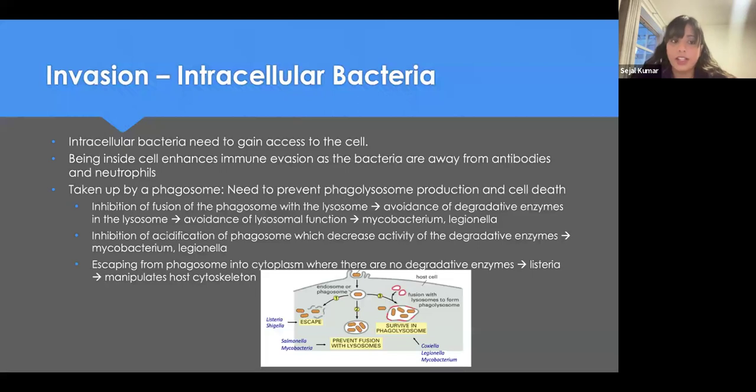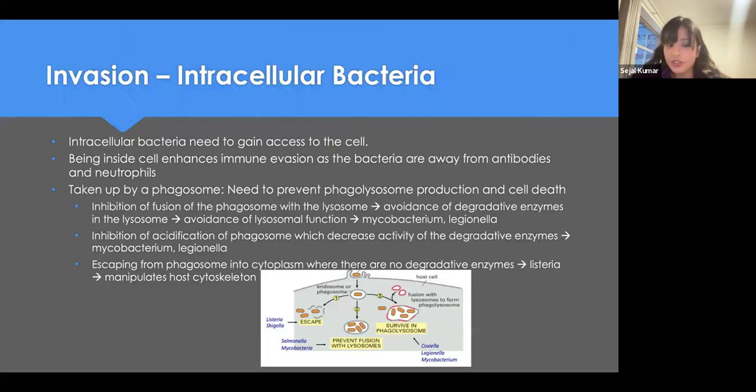For intracellular bacteria, they obviously have to get inside cells. And then, as I said before, this enhances immune evasion because they're away from antibodies, neutrophils, a lot of the immune system. They can be taken up by a phagosome once they enter, and they have to prevent a phagolysosome forming successfully, because if that forms, then they'll be destroyed by the immune system.